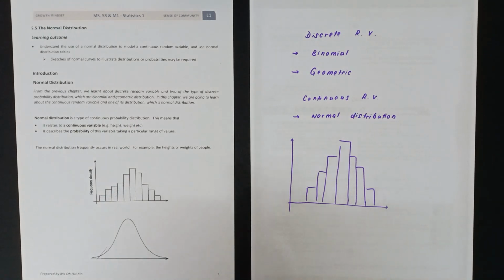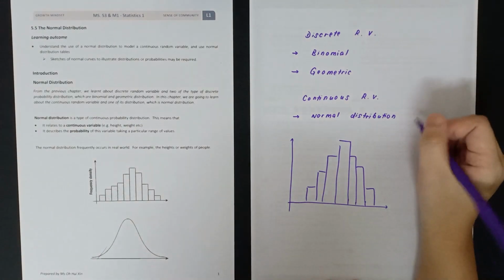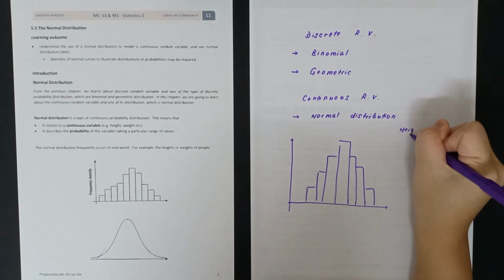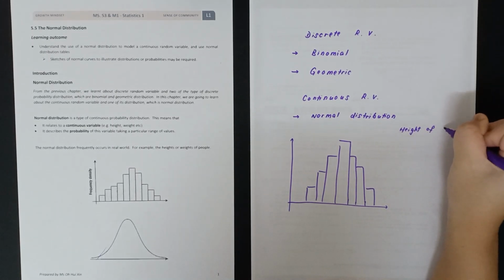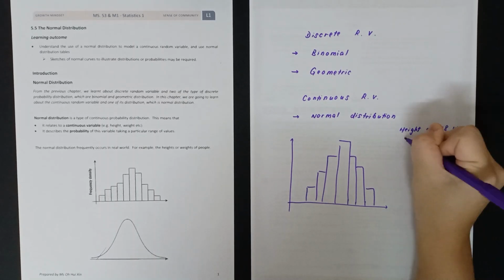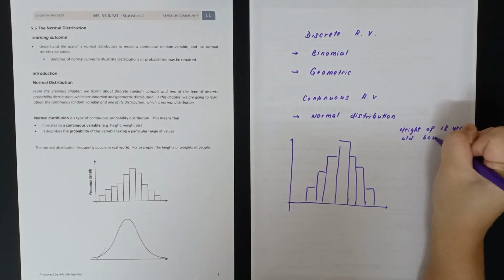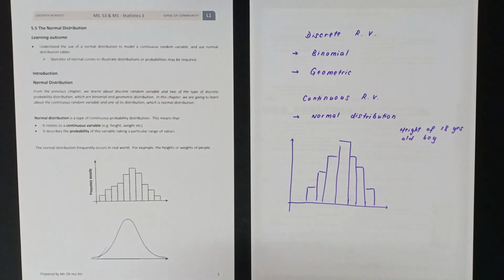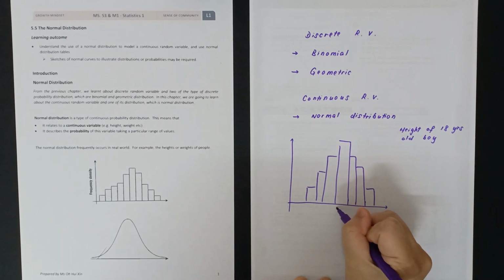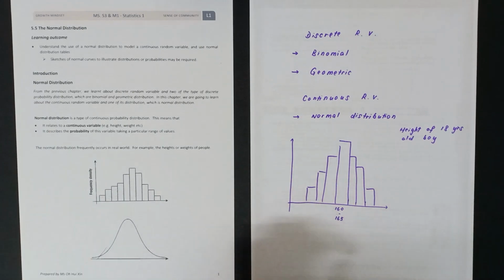So when we talk about height, in this example I'm going to talk about the height of 18 year old boys. When I ask you, do you have an average idea of how tall an 18 year old boy is? Normally they are within 160 cm to 165. So maybe this one is 160 to 165. This is the mode.